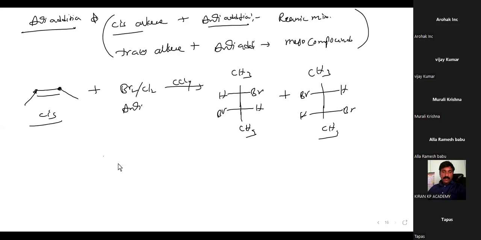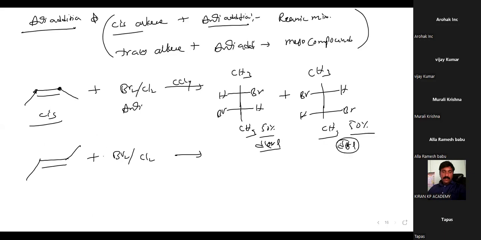Next one is a trans-alkene. And you should have an idea of this one. They will be asking many interlinked questions on this one. So this one will be 50%, and this one will be 50%. This might be dextro or levo, and this might be dextro or levo. We don't know that. Dextro or levo, how do we identify? It can be identified purely experimentally.